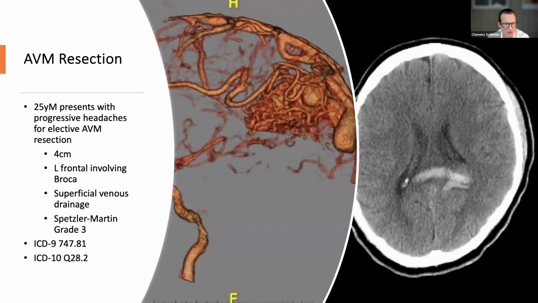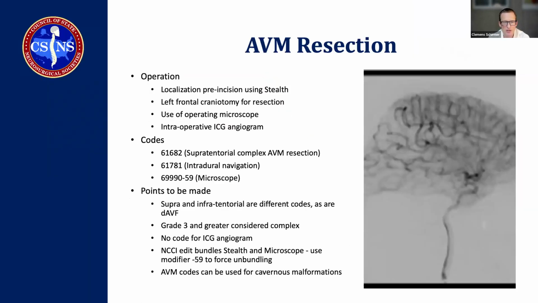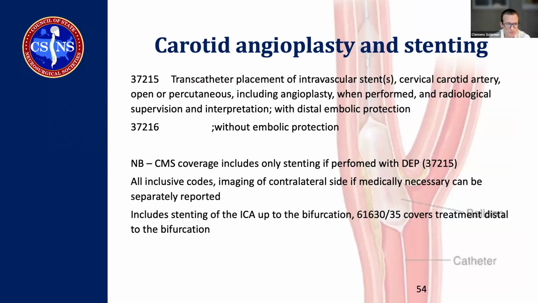If you have an AVM, you essentially apply a similar way of thinking. You may do a diagnostic angiogram. You may do a preoperative embolization that you can describe the way we just talked about for aneurysms. And then you can resect this AVM. Again, there's a 2x2 grid now for supratentorial, infratentorial, simple, and complex. There are also two other codes for dural AV fistulas for open disconnection. You can use these codes also for cavernous malformations, even though that's maybe a little bit controversial, but that is okay. That's how you step through this.